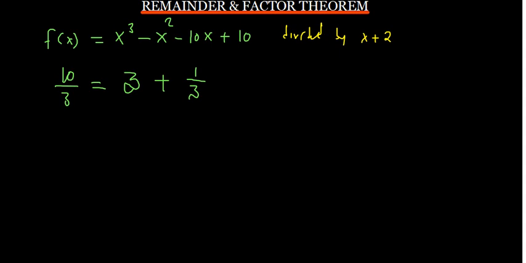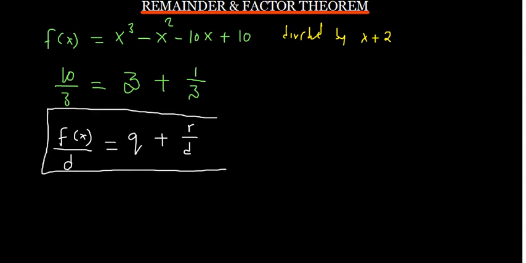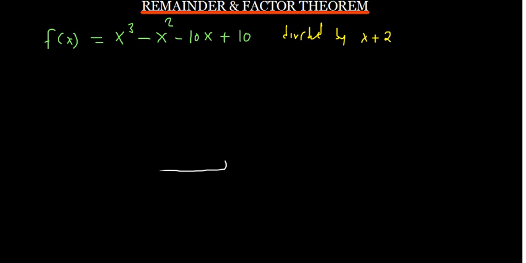When you have got this function f of x, and then you divide it by what we call the divisor d, you are going to get, this is called the quotient. That value that you get is called the quotient. And then plus the remainder, you write it on top, and then divided by the divisor. This is the general form that you write when you get to divide something. Quotient plus remainder divided by the divisor. That's a general form. So let's divide this by x plus 2.